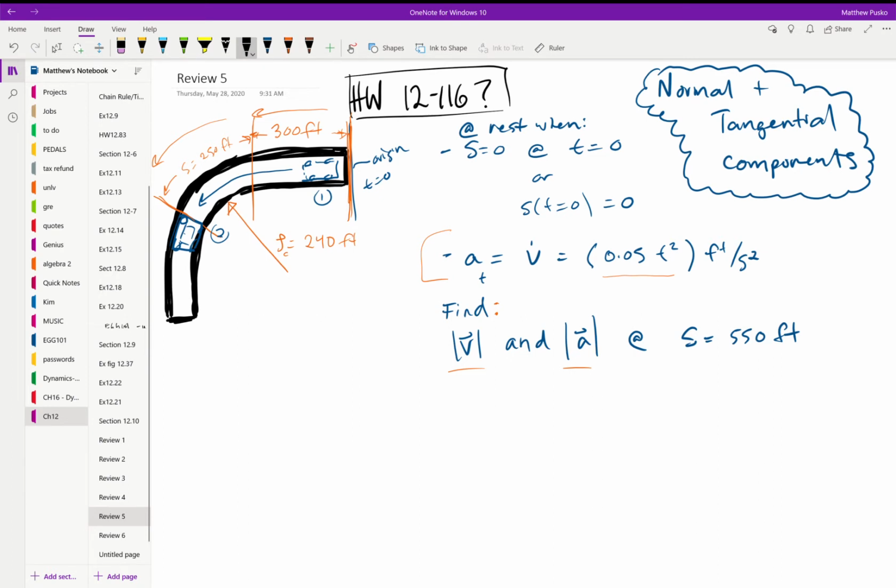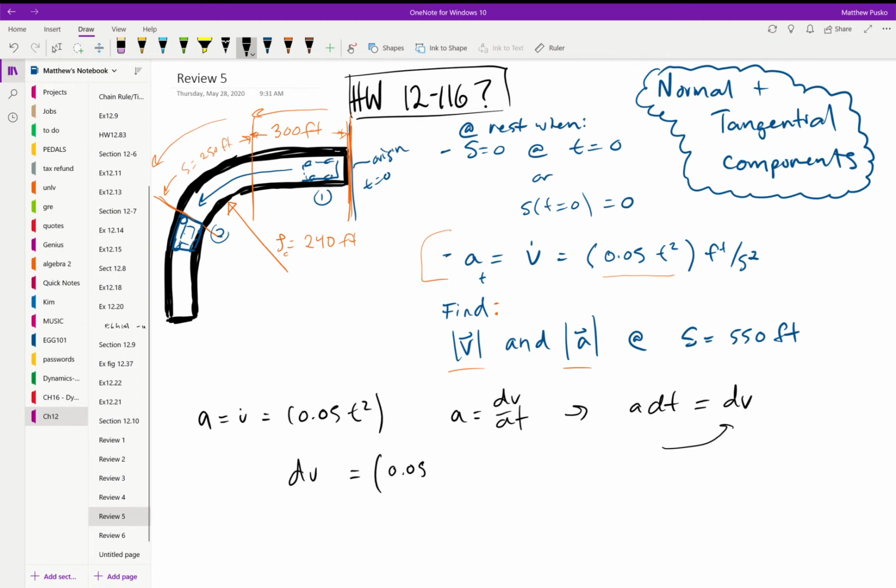Okay, we're given that the acceleration, or v dot, is equal to 0.05 t squared. Let's use the definition that acceleration is equal to dv dt. Separate those variables to look like a dt is equal to dv. Alright, substituting, I'm going to flip it around real quick. dv is equal to, let's put in the acceleration, 0.05 t squared, and dt.